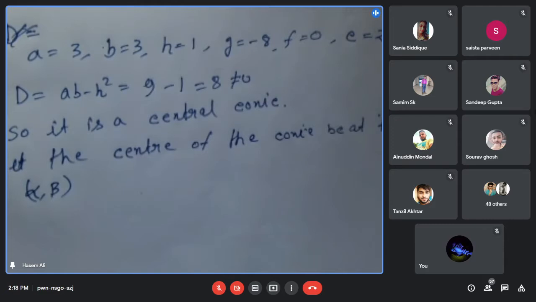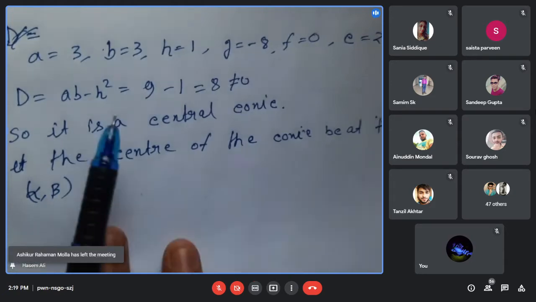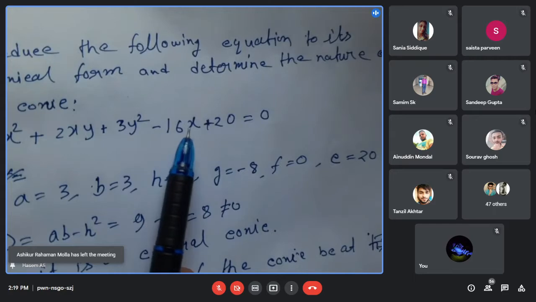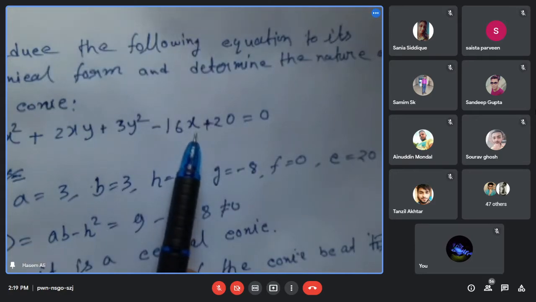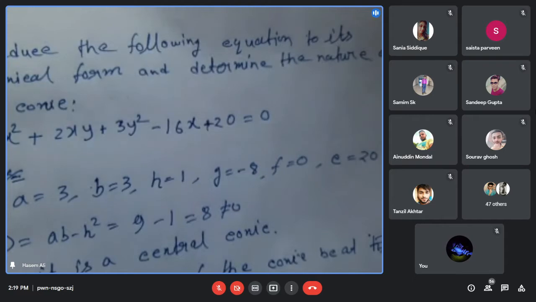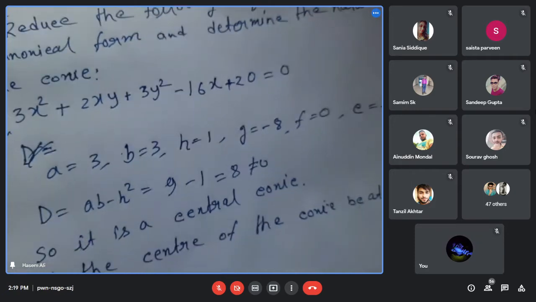So we transfer the origin to this point alpha beta. Then the first degree terms of the equation will be removed. Since the center of the conic is alpha beta, if we transfer the origin to this point, then the first degree terms of the conic will be removed.